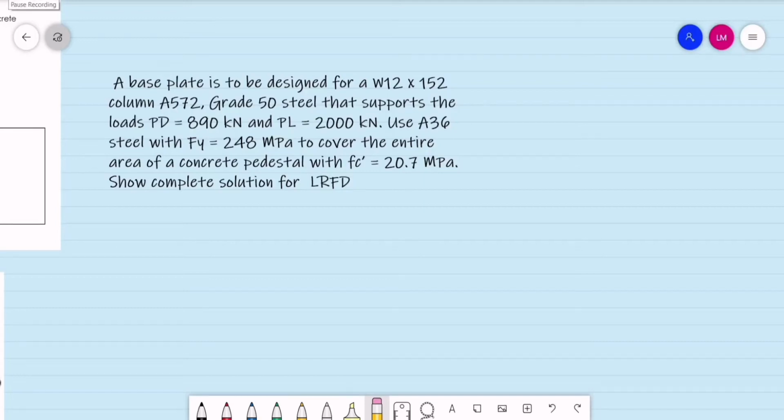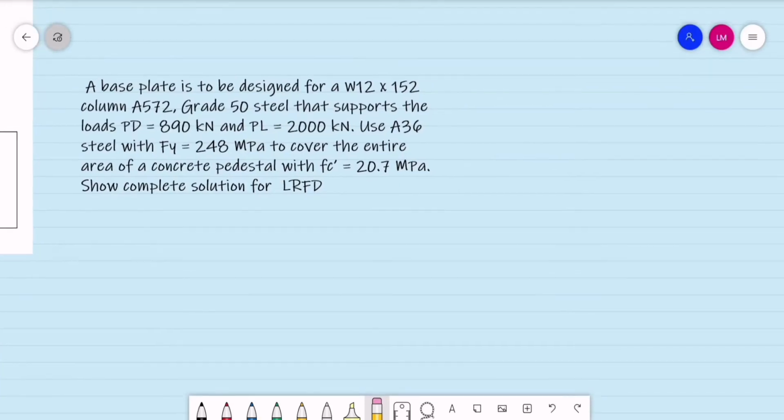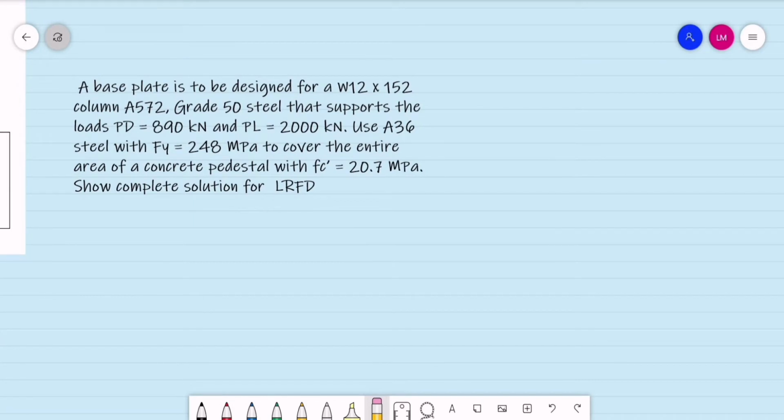Hi, good day. So let's have another example for the design of a base plate. A base plate is to be designed for a W12 by 152 column, A572 Grade 50 steel, that supports the loads P_D, supposedly this is our dead load. P_D is equal to 890 kilonewtons and P_L is equal to 2000 kilonewtons.